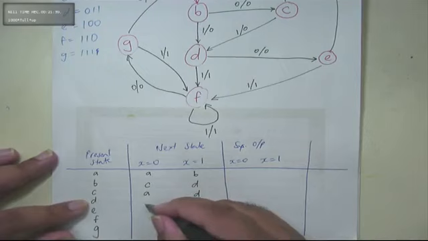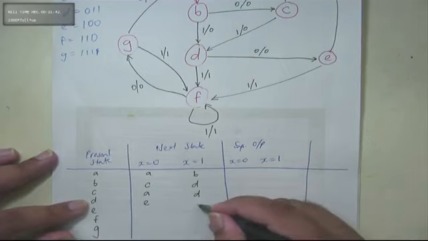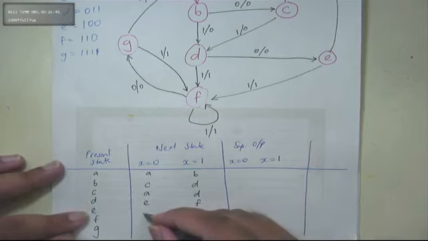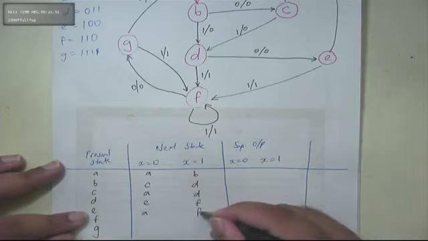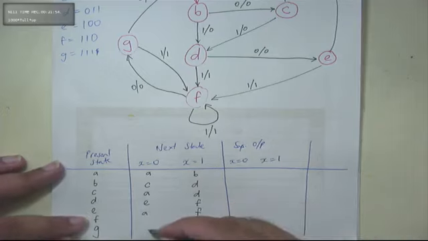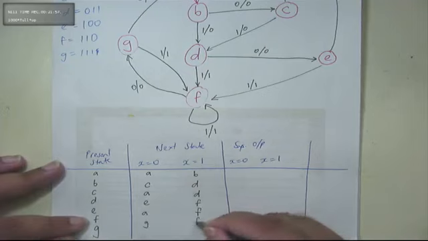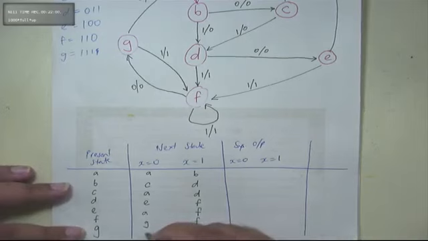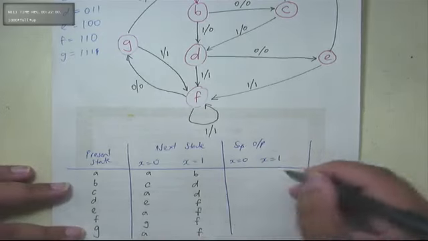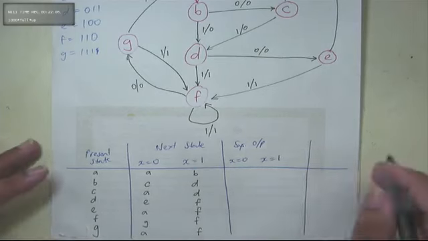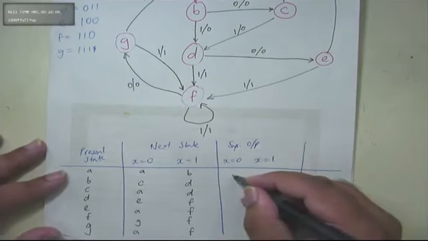Let's move to D now. If X is 0, E, and what is this over here? F. Let's move to E, A, F. F will be G, F. G will be A, F again. Hey, let's do this one. We should have done it all in one go, eh? Can you just help me out over here?